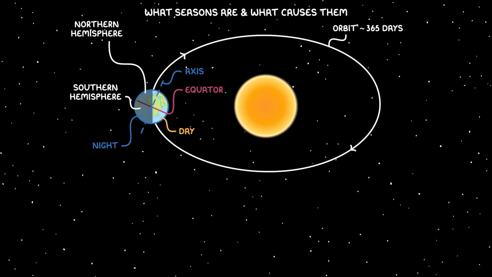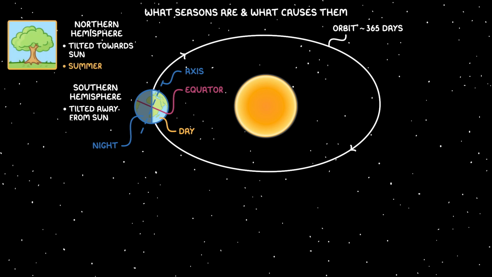Now, if we look at our Earth, we can see that because of the tilt, the northern hemisphere is tilted slightly towards the Sun, and the southern hemisphere is tilted slightly away. Because of this, at this point in time, the northern hemisphere is experiencing summer, and the southern hemisphere is experiencing winter.